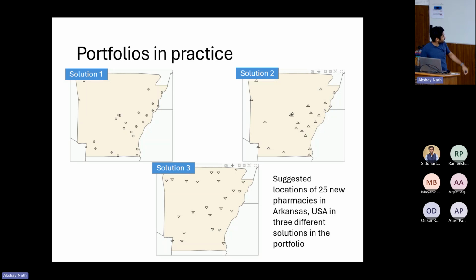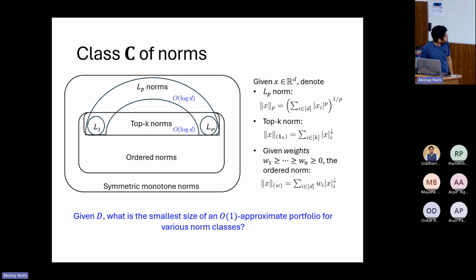Just to illustrate how this behaves in practice, we suggest locations of 25 new pharmacies, and basically you're fine with 3 solutions. Then you can notice some differences between these 3. The third one prioritizes facilities in the north and so on. In practice, policymakers really like this because they can pick among these 3 options. So the story is nice for LP norms and top K norms.